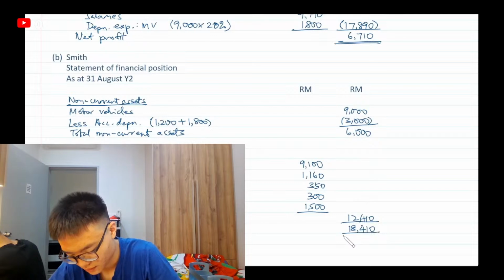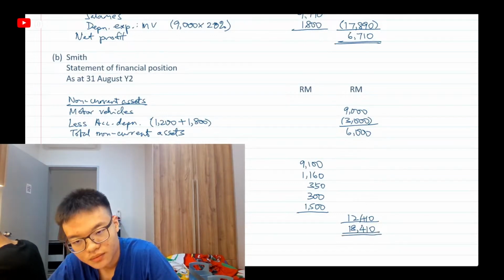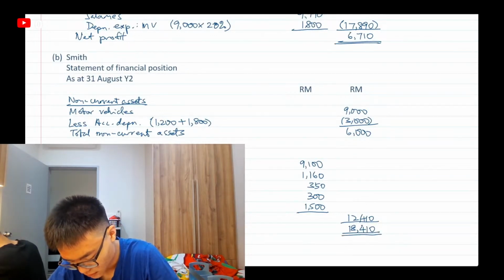18,410 ringgit. Please remember to label this as total assets.